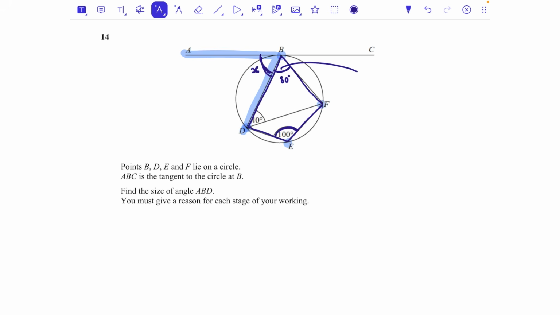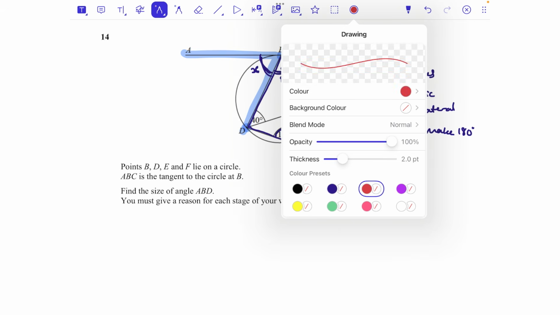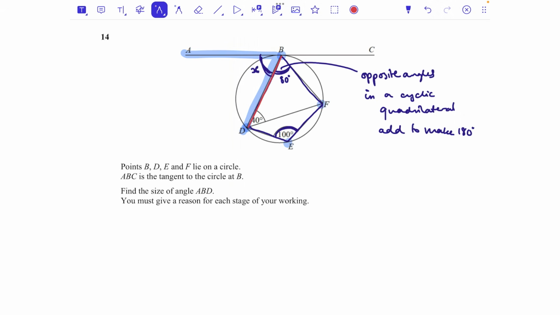Because this one's 100, I know this one's 80, because opposite angles in a cyclic quadrilateral, a quadrilateral in a circle, add to make 180 degrees. So that's my first step. Now the next thing you have is you actually have a triangle here. Again, you've got the 3 corners of the circle touching the edge of the circle, and you've got a tangent here. So when you have a triangle on its tip on the tangent, okay, that is the alternate segment theorem.